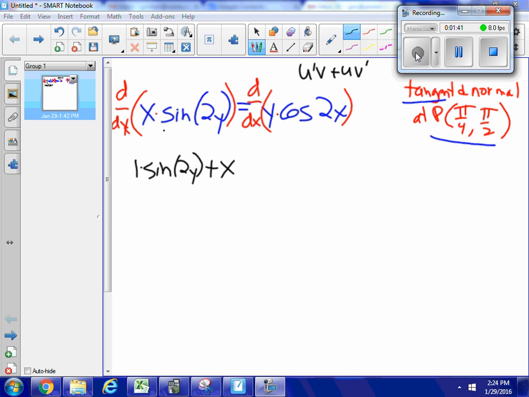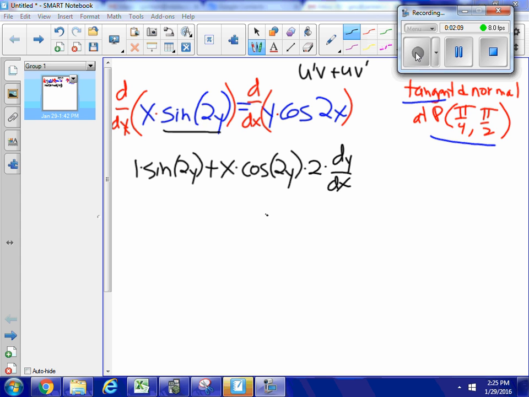Well, I'm looking for the derivative of this. The derivative of that is going to be cosine 2y. And since I have to use the chain rule, it's going to be times 2 times the derivative of y with respect to x. That's going to give me my left side.